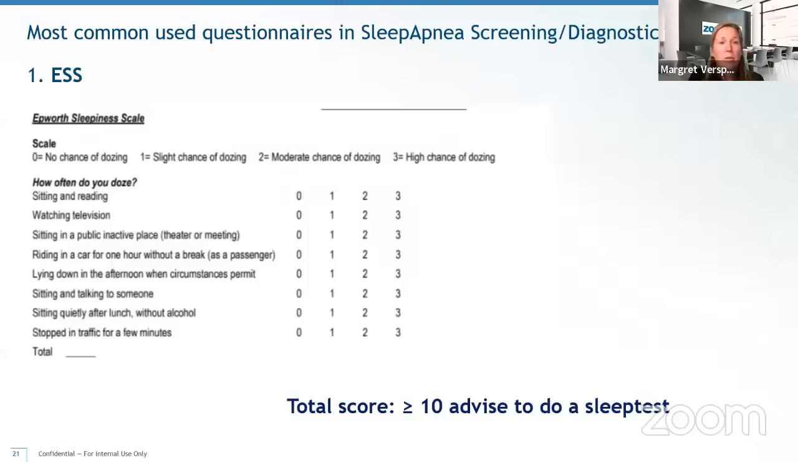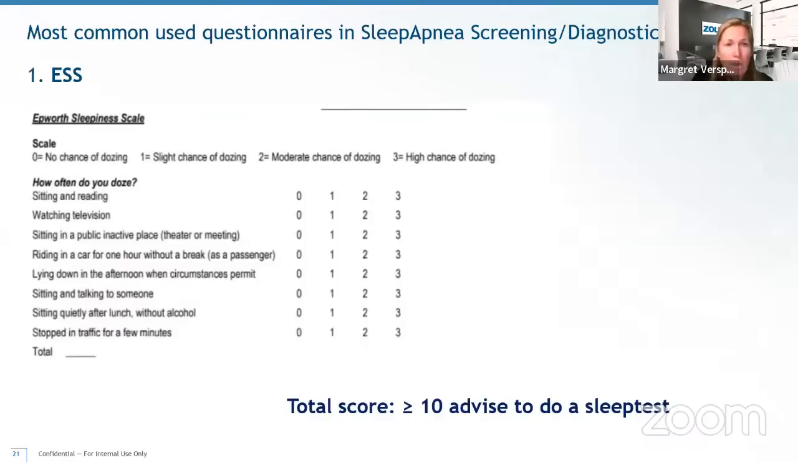So this is the Epworth Sleepiness Scale questionnaire. It's very easy for the patient to fill in. You score how often you doze. It's a questionnaire to see if you are sleepy during daytime, yes or no. So when you're sitting and reading, do you have no chance, or slight chance, or a moderate chance, or a high chance of dozing? So when you have a lot of 3s and 2s, you have a high score. When you accumulate this and you have a total score of 10 or higher, there is an advice to do a sleep test.